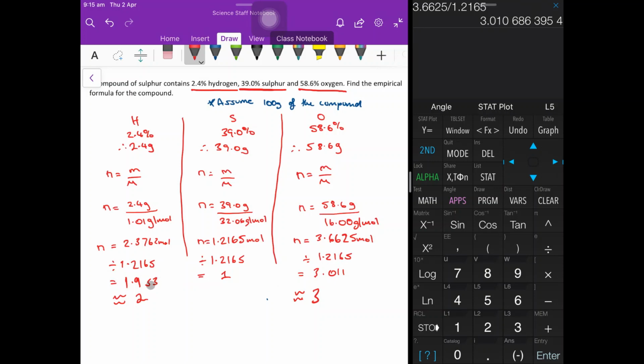And when are we able to do that? Well, I say when this value is within 0.1 of a whole number, we're able to round it up or down. So this is 1.9, so it's about 0.1 off a whole number, so we're able to round that. And the same over here, if this is 3.1 or anything less, we could round that down to 3, which is what we've done. So now I'm able to write the complete final empirical formula. So the answer will be H2SO3.